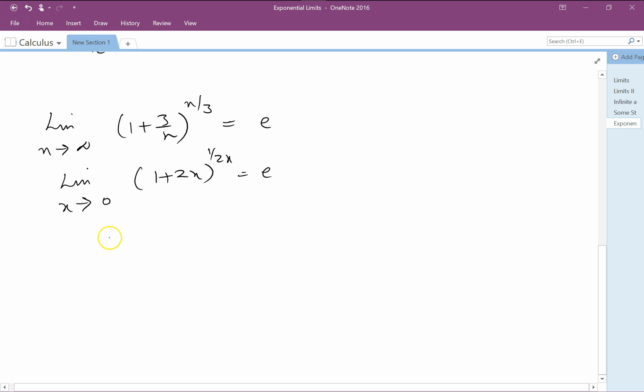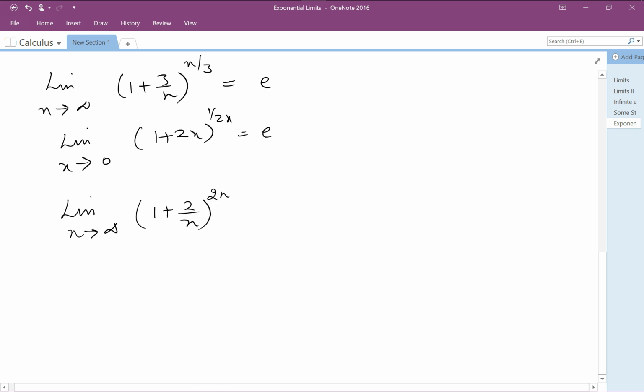Okay, let's do something a little bit more. The limit as n approaches infinity of (1 + 2/n)^(2n). Now remember, the pattern says the exponent should be n by 2. So how do we make it n by 2? The 2n should become n by 2. So if it has to become n by 2, this should become 4.